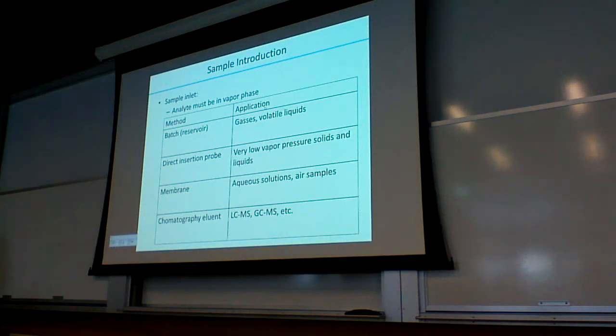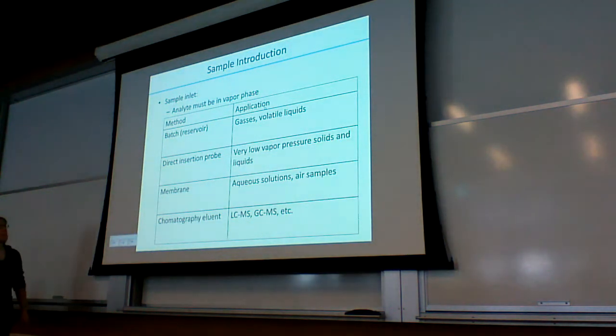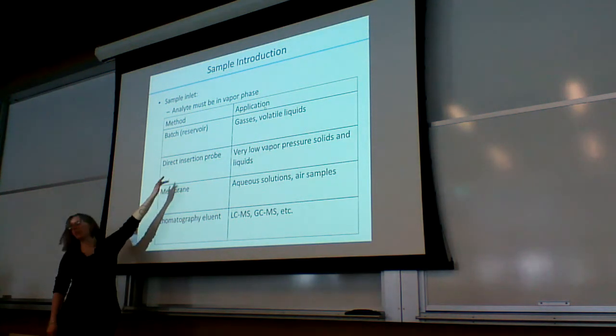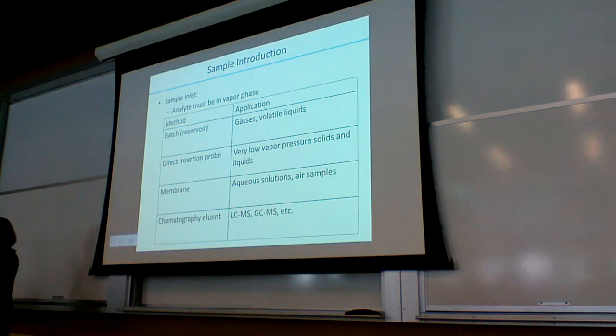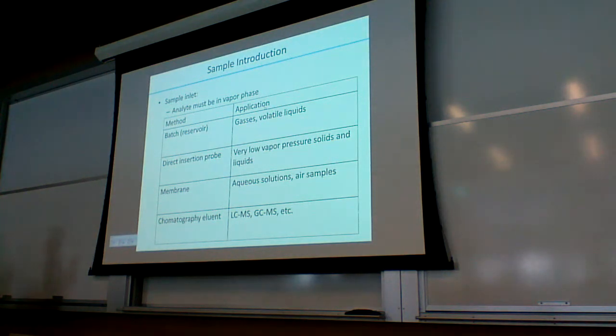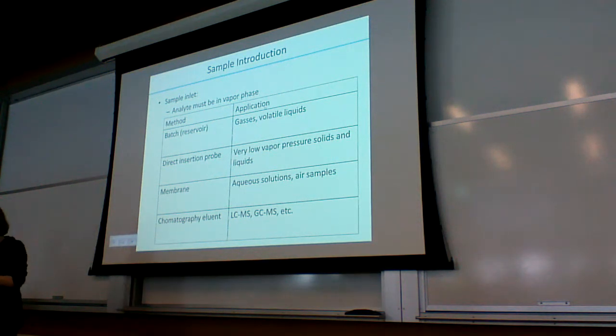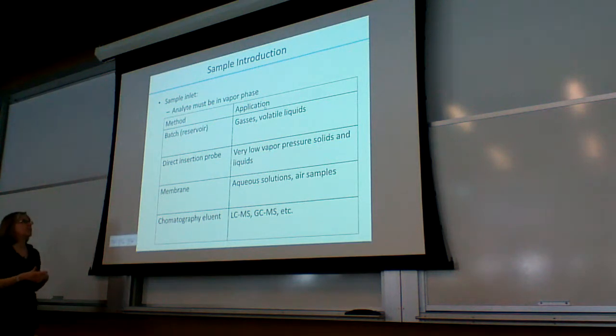There we go. Okay. So that would be sort of like the direct insertion probe, where it's being directly inserted into the mass spec instrument, and you're able to get the sample from that. There's a few different ways. The key here is that somehow your analyte must be in a vapor phase. And so we need some way of inducing them to come into a vapor phase.